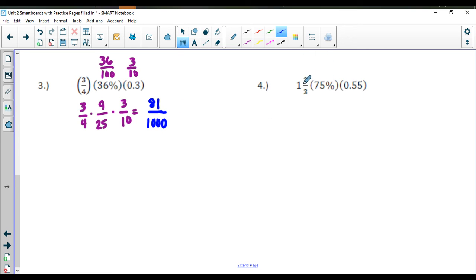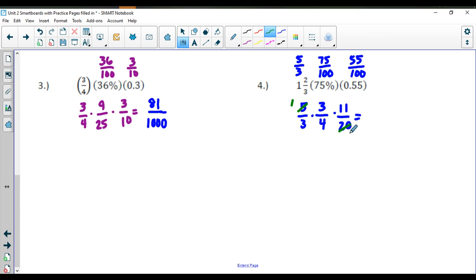Last example that I have, I'm going to make this first one improper, so I get 5/3. 75% would be 75 over 100, and this is 55/100ths. So go ahead, reduce. 5/3 stays. 75 over 100, divide them by 25, and 55 we're going to divide by 5. And looking to reduce here, I can reduce the 5.